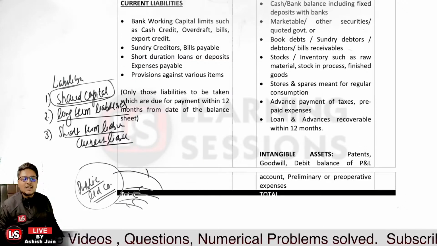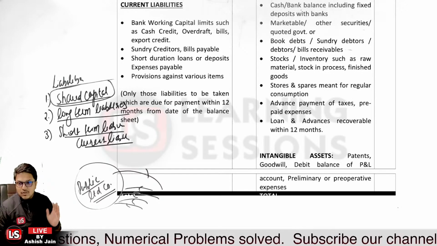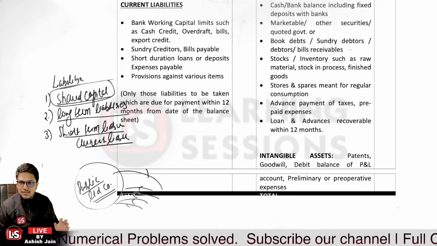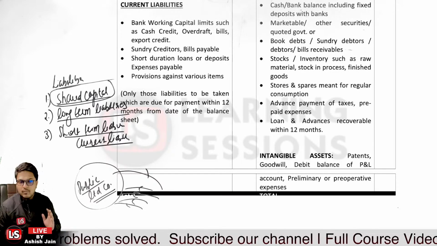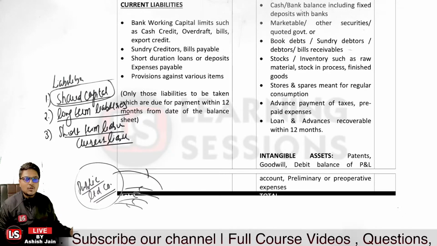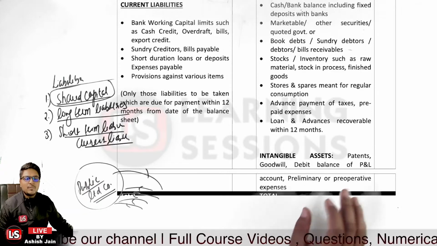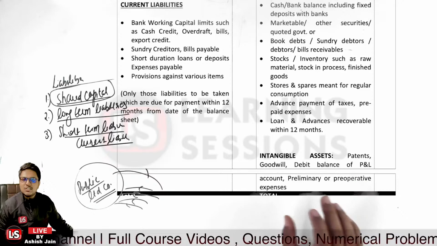Then it is the case of the intangible assets. Intangible assets are those which do not exist physically, which are not tangible, but they create value for your company itself. Those are intangible assets, like goodwill, debit balance of profit and loss account, patents, etc.